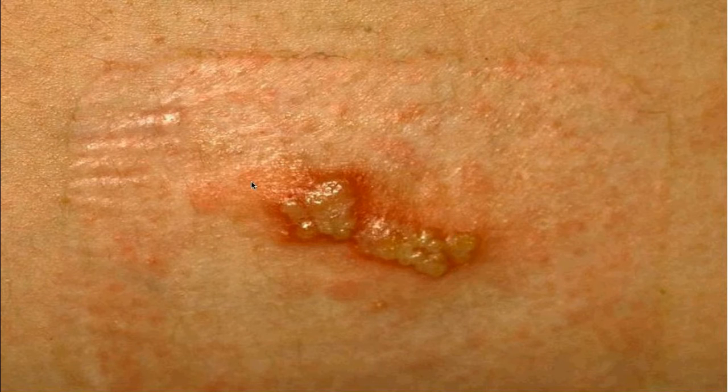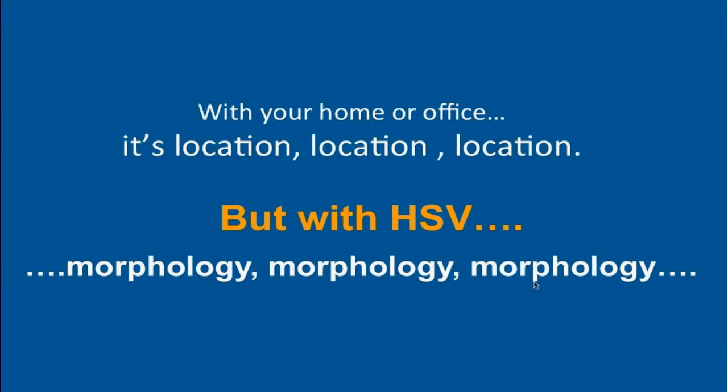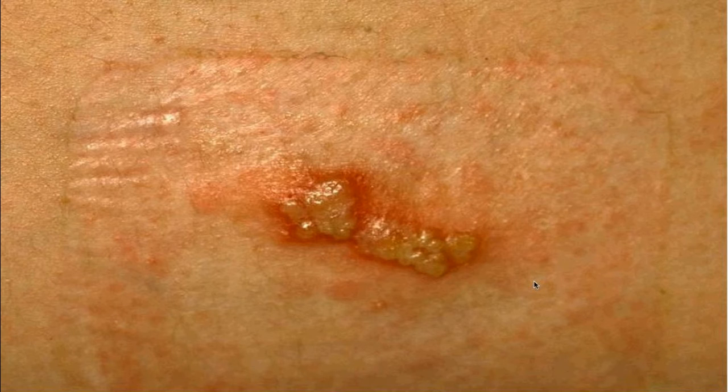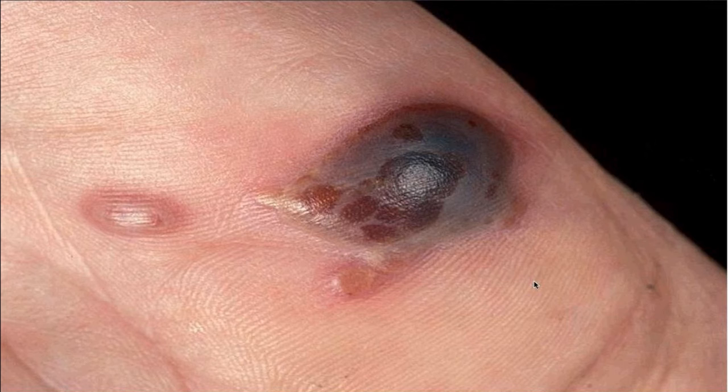And this is another example of the classic presentation, so grouped pustules or grouped vesicles, erythematous base. You'll notice I'm showing you again, there are no lips and no genitals anywhere near this. So this is herpes simplex, but not on the genitals. So when it comes to herpes, unlike your home or office where it's location, location, location, with HSV, it's morphology, morphology, morphology. If you see this presentation, grouped vesicles, grouped pustules, erythematous base, it doesn't matter where on the body it is, you've got to be thinking a herpes infection.